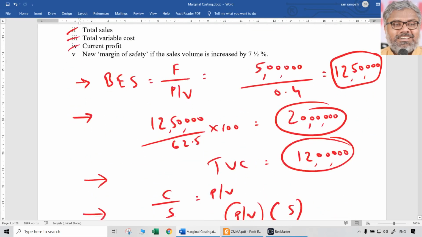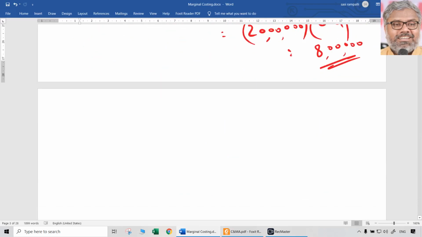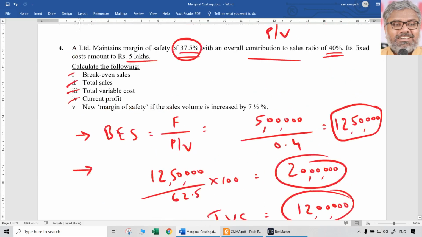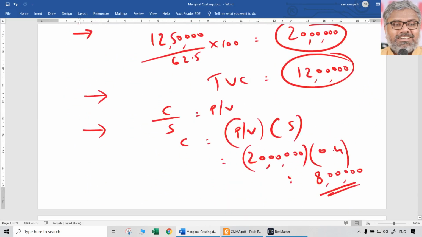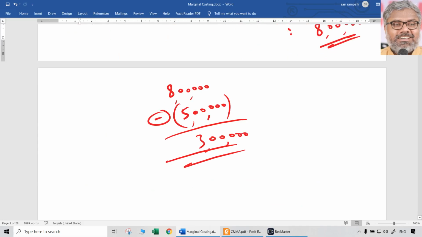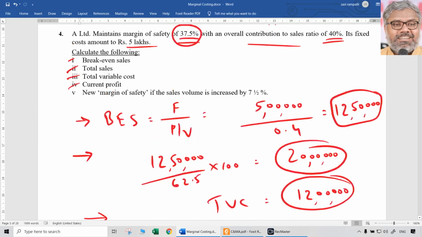Question was about profit. So what is contribution? Actually, contribution is fixed cost plus profit. So if 8 lakhs is the contribution, how to get profit? Deduct fixed cost from that. Fixed cost we already know, which was given. How much was that? 5 lakhs was the fixed cost. So if fixed cost is 5 lakhs, how much is going to be profit? 3 lakhs is going to be the profit. That is the answer for the fourth question actually.